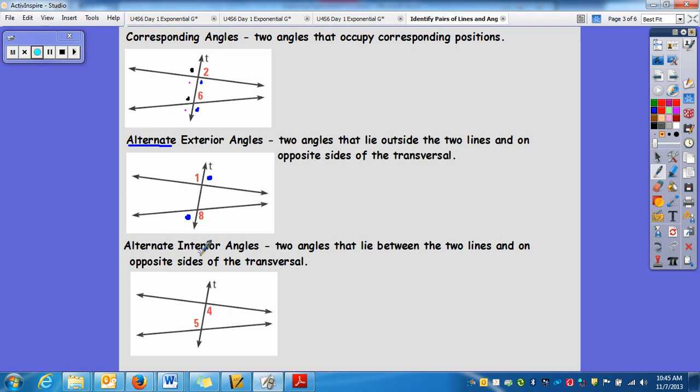Alright, then we have alternate interior. Very similar to alternate exterior, but interior means the 2 angles lie between the 2 lines. So in between the 2 lines, but they're on opposite sides of the transversal. So 4 and 5 are alternate interior, and then you also have a pair here and here.